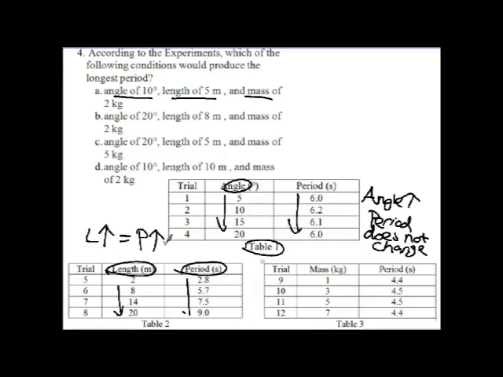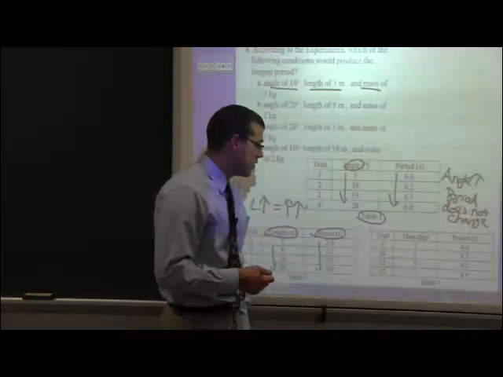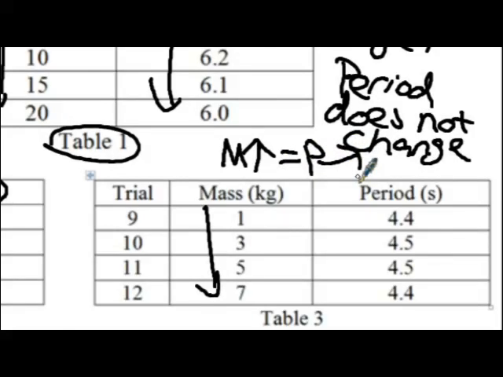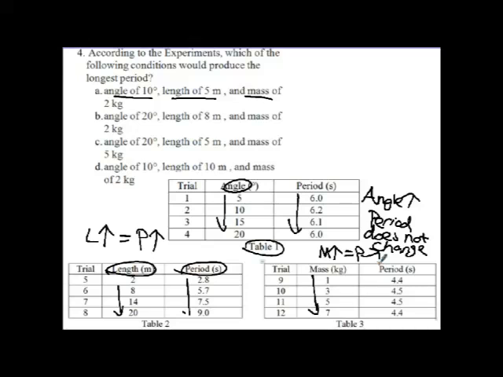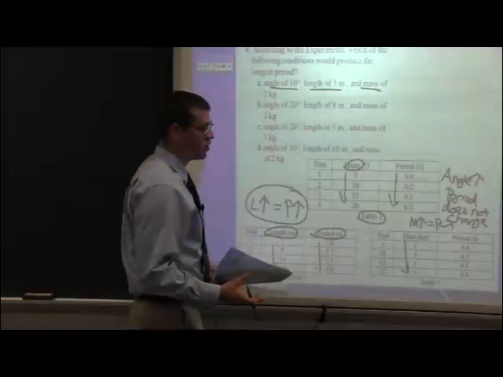Okay, and trial number 3, or experiment number 3 here, Table 3, you're going to see that mass is going to increase from 1 to 7 kilograms. In the period, we start at 4.4, we end at 4.4. The two in the middle are right around 4.4, 4.5. So the mass goes up. The period, again, doesn't change for that one. All right, so you can see the only one that's going to impact the period is going to be length. Okay? Angle and mass don't change the period.